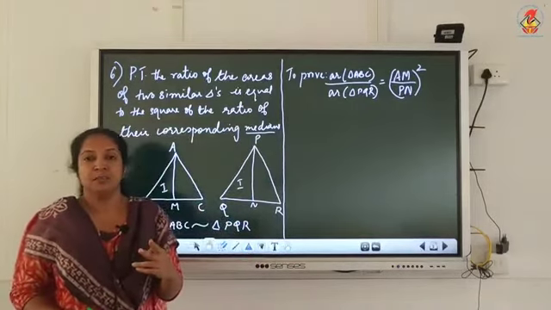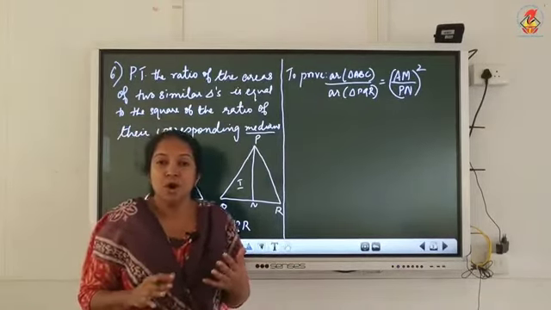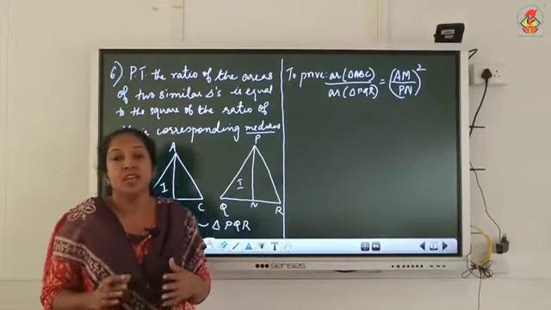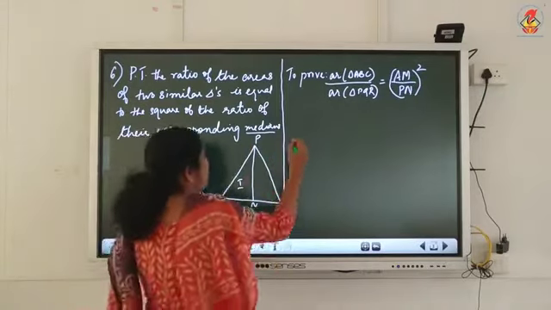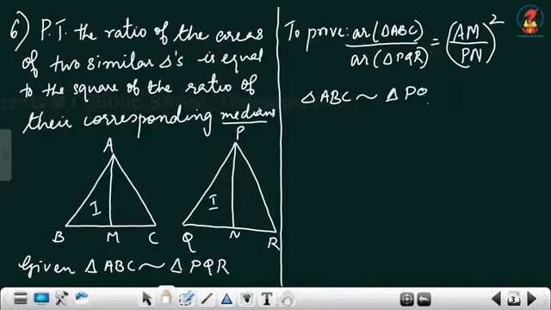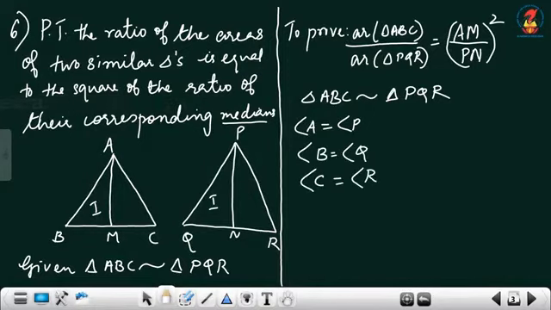If two triangles are similar, we can say the corresponding sides are proportional and corresponding angles are equal. So triangle ABC similar to triangle PQR means angle A is equal to angle P, angle B is equal to angle Q, angle C is equal to angle R, and AB by PQ is equal to BC by QR is equal to AC by PR.